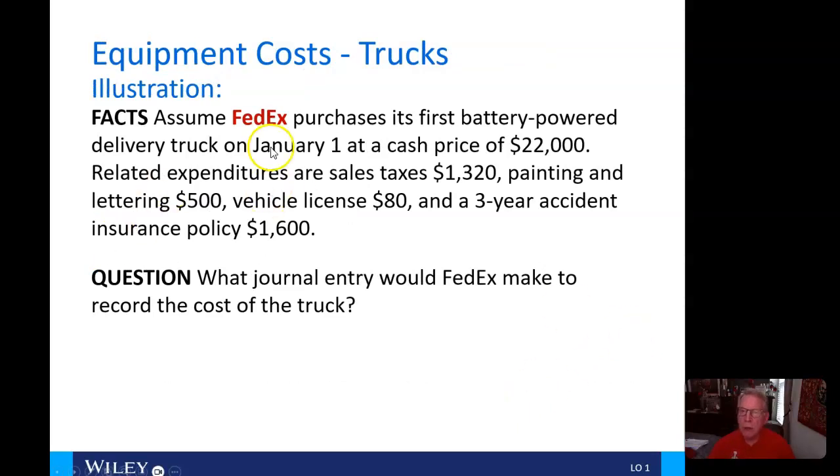All right, an illustration on trucks here. Assume FedEx purchases its first battery-powered delivery truck on January 1 at a cash price of $22,000. Related expenditures are sales taxes, $1,320, painting and lettering, $500, vehicle license, $80, and a 3-year accident insurance policy for $1,600. What journal entry would FedEx make to record the cost of the truck?